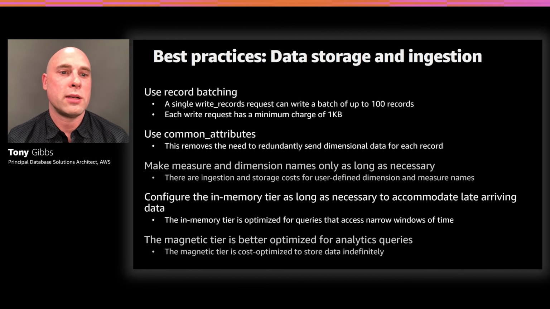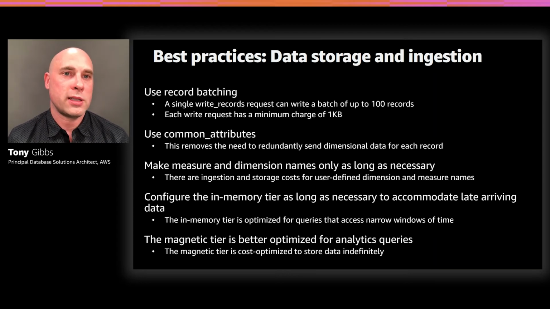So I'm just going to touch on some of the best practices here on data storage and ingestion. Obviously, if you can, batch records. You saw how much that can reduce pricing. It can also help with performance. Use the common attributes if possible as well. Again, it reduces the amount of data sent quite dramatically, and also helps with performance.